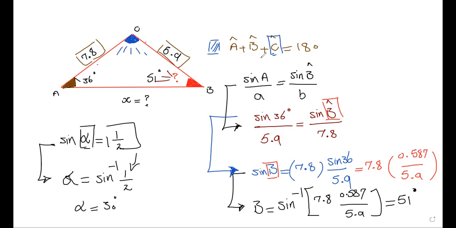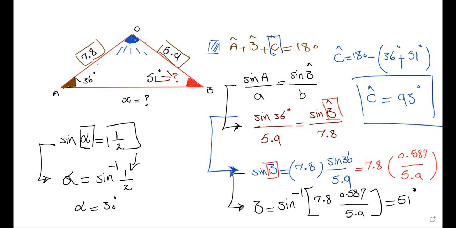I know that in any triangle, the sum of the angles is 180. Then C is going to be how much? 180 minus, how much is the value of A? That's right, 36 plus 51 degrees, which takes me to C as how much? 93. 93 degrees. And there we are.